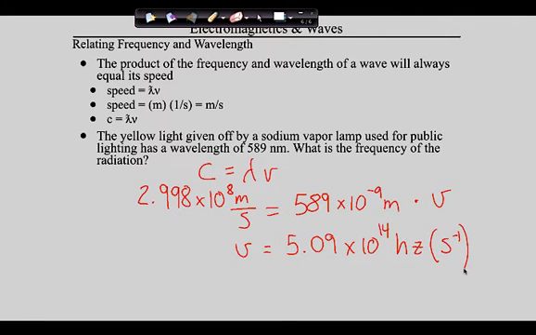So, guys, here's what we now know. When that sodium vapor light is emitting this light, the wavelength of this light, which is 589 nanometers, associates with 5 times 10 to the 14th of these waves being emitted in a second. That's how that wave turns over. It turns over 5 times 10 to the 14th times per second.